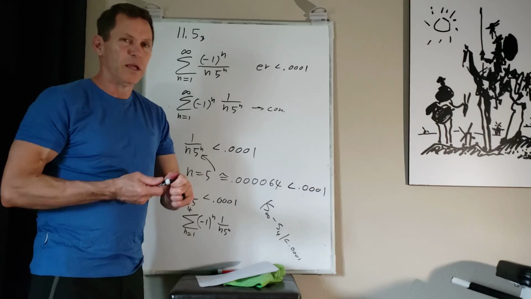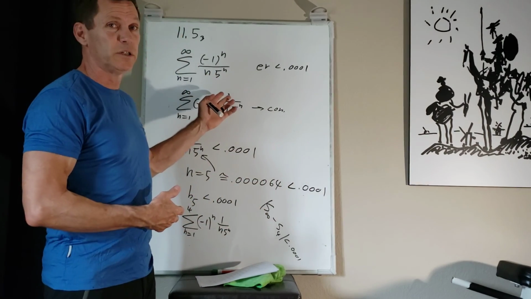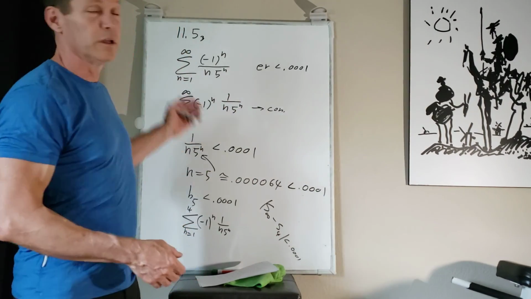Okay, so again, alternating series are really good because you can tell really easily if they converge, and you can bound the error on them really quickly. Okay, so we're going to stop there, and that's 11.5.